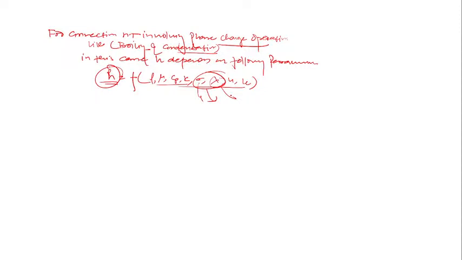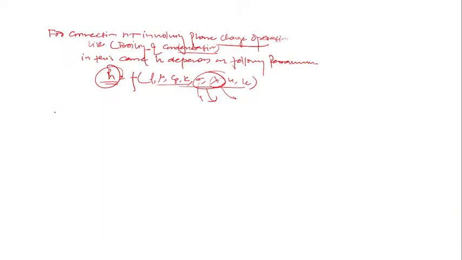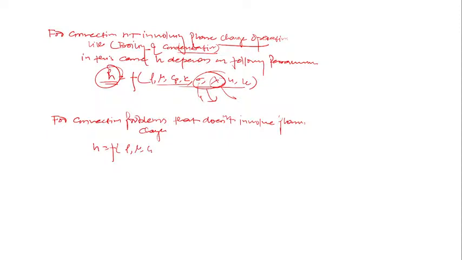Clear? So in this chapter we are first going to discuss convection heat transfer that does not involve phase change. For a convection problem without phase change, the heat transfer coefficient depends upon the density, viscosity, Cp, thermal conductivity, velocity and characteristic length.